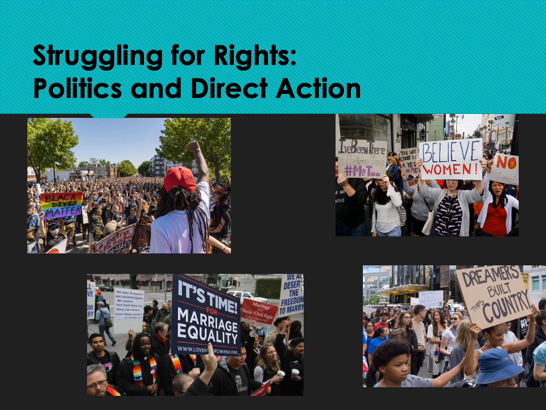So the Black Lives Matter movement demanding racial justice as it relates to policing in the United States is a good example of the continued struggle for civil rights. On the upper right-hand corner is a picture of the Me Too movement.